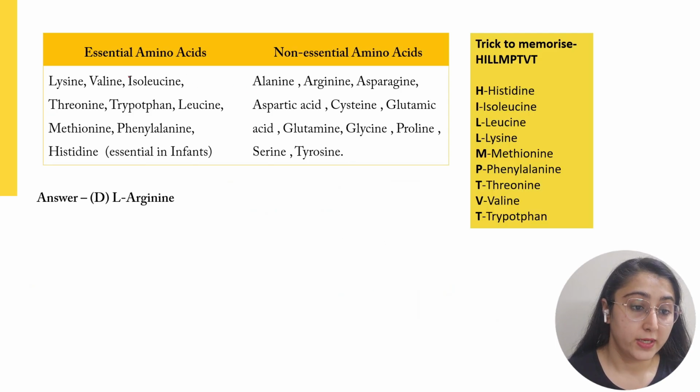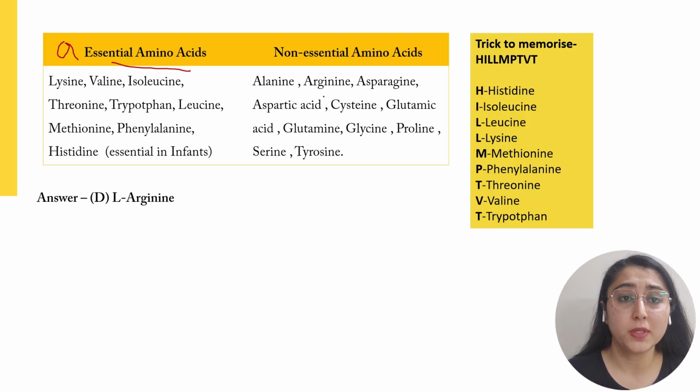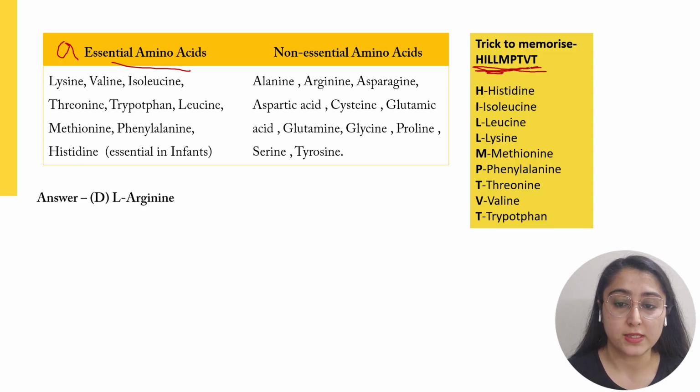So in total we have 20 amino acids, and out of those 9 amino acids come in the essential amino acid category. To remember them, you can use a trick. You can remember this acronym as HILL, HILL in MP, and then there's a valley between two trees. You can use certain other acronyms as well, whatever works for you, but you can use this as well. So from this we have histidine, isoleucine, leucine, lysine, methionine, phenylalanine, threonine, valine, and then finally tryptophan.